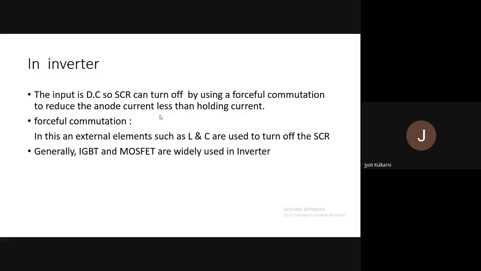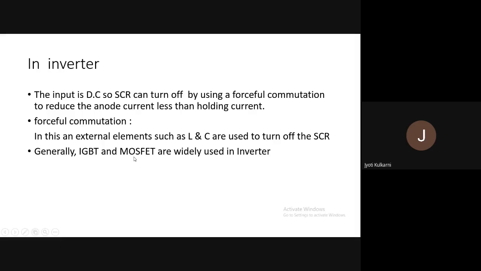Related to the devices, we have seen there are four major semiconductor devices: SCR, BJT, IGBT, and MOSFET. So which devices do we generally prefer in an inverter? The last point: IGBT and MOSFET. Now why are IGBT and MOSFETs widely used in inverters?